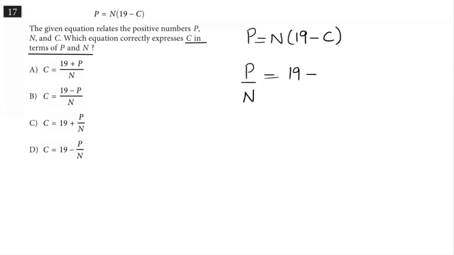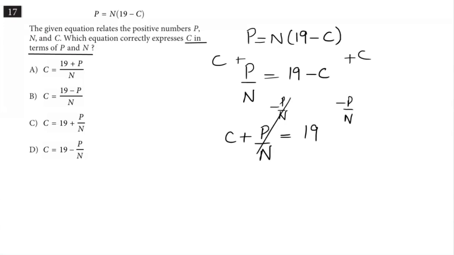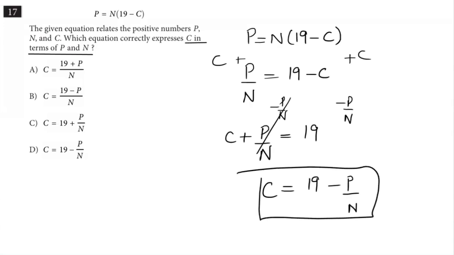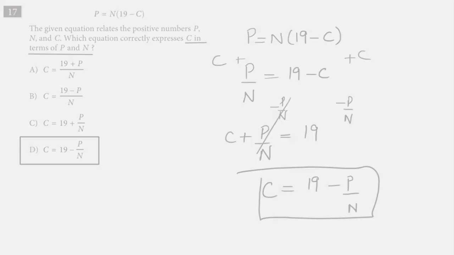This is what this equation will look like. Then we can add C to both sides. So C plus P over N will be 19. And keep an eye on the solutions as well. Now subtract P over N on both sides. And this will give you C equals 19 minus P divided by N. So D will be the correct answer.